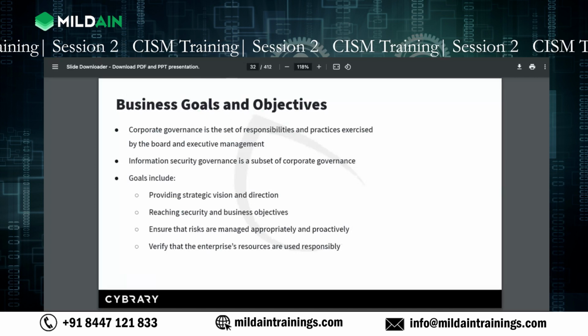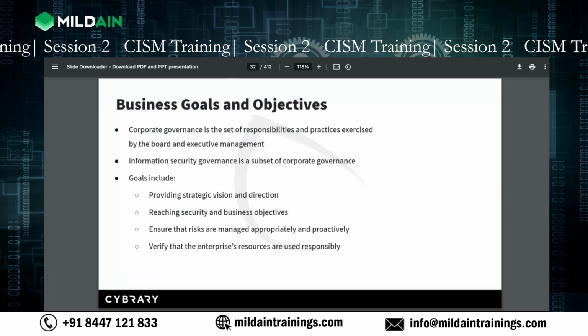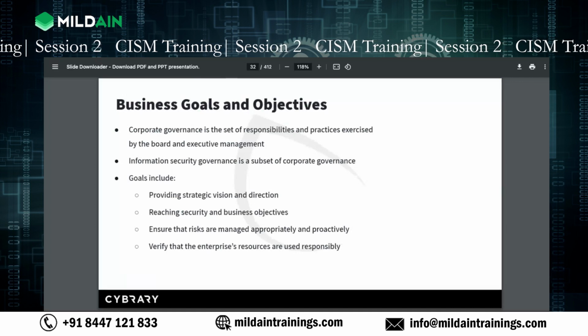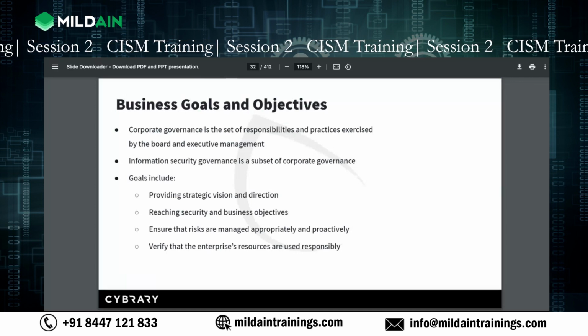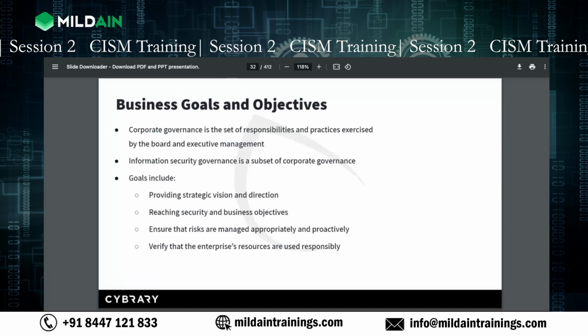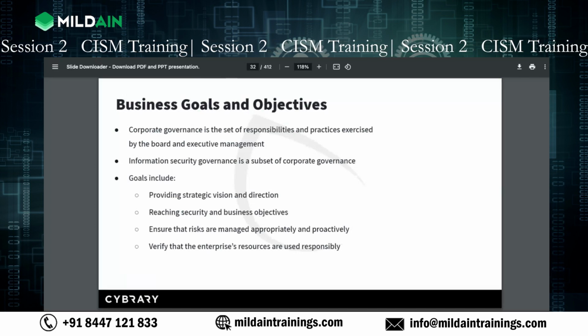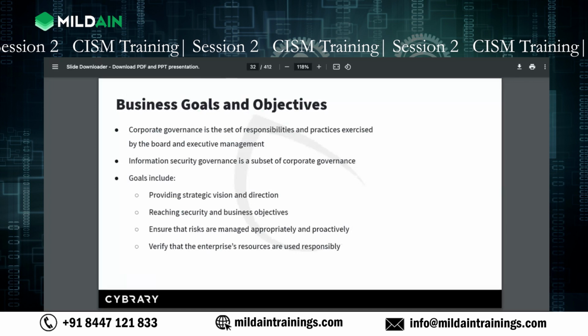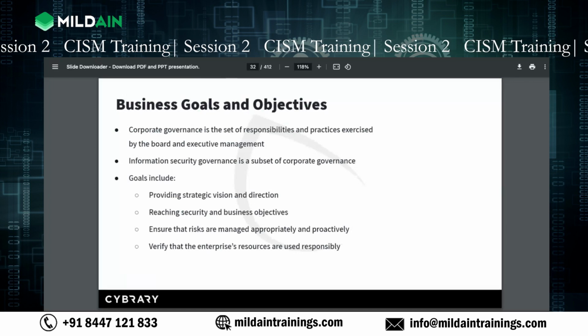And information security governance is a subset, and it includes providing strategic vision and direction, reaching security and business objectives, ensuring risks are managed appropriately and proactively, and verifying that the enterprise resources are used responsibly. So this all is common sense.